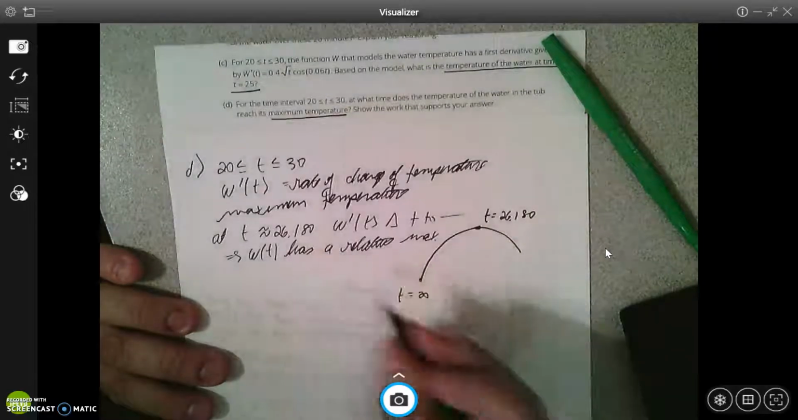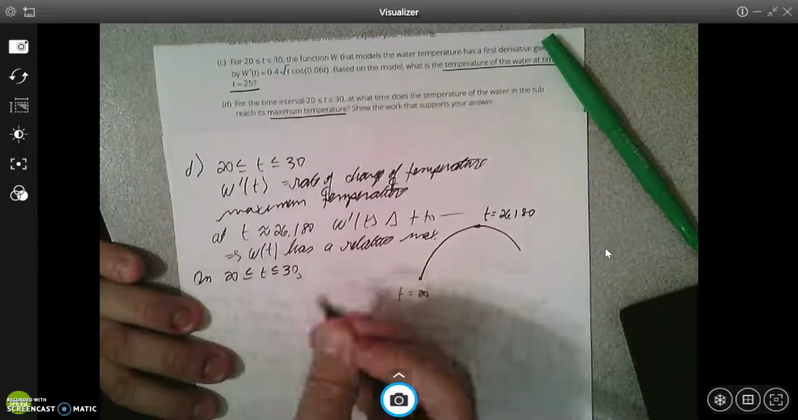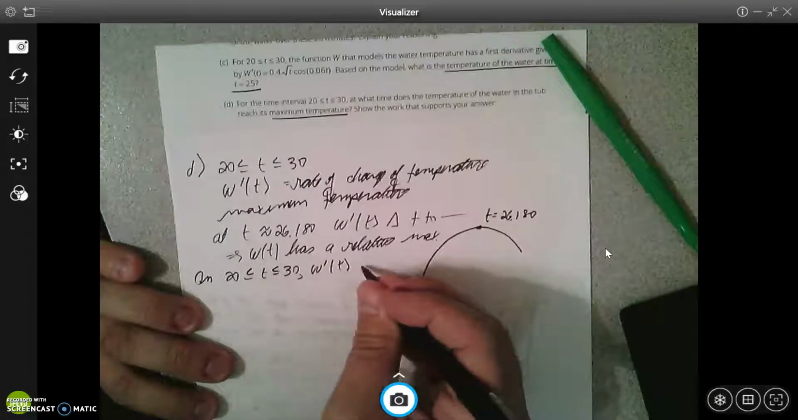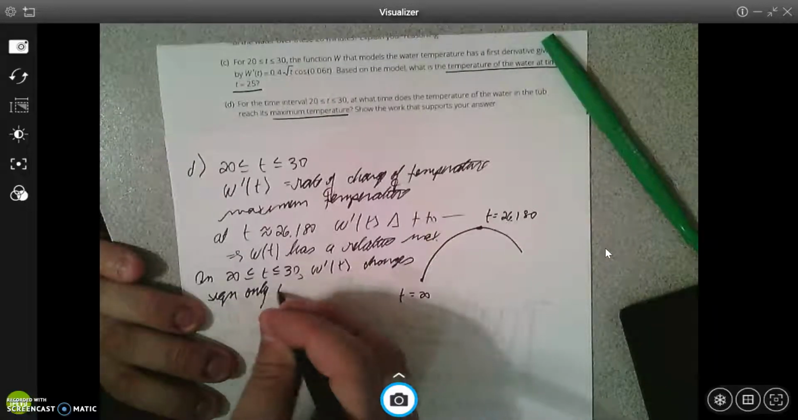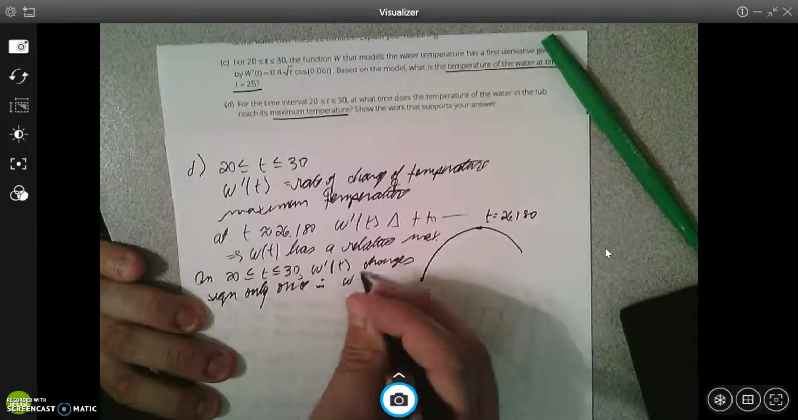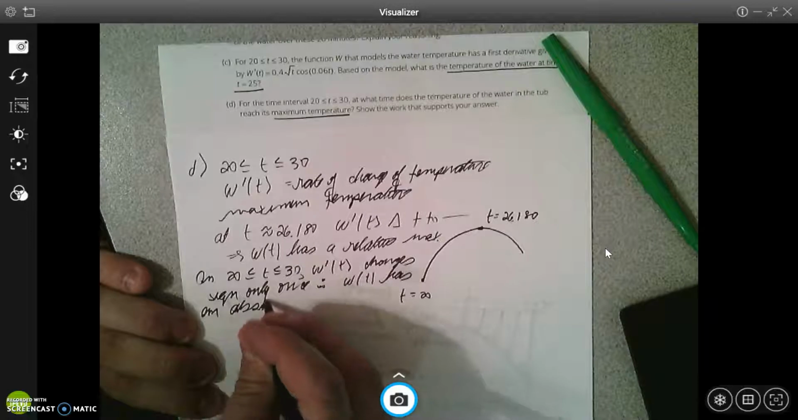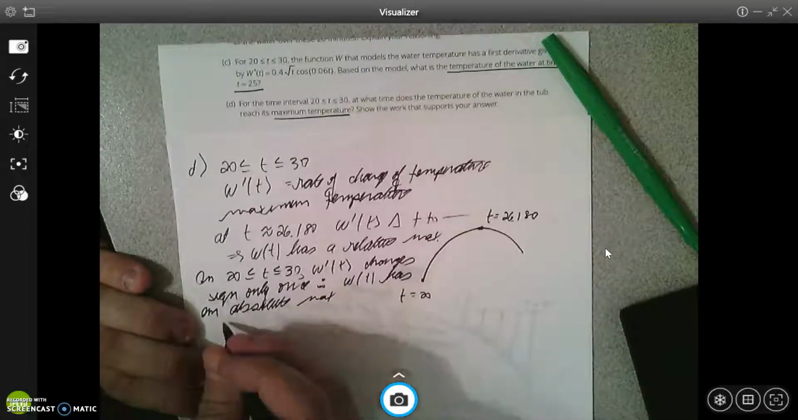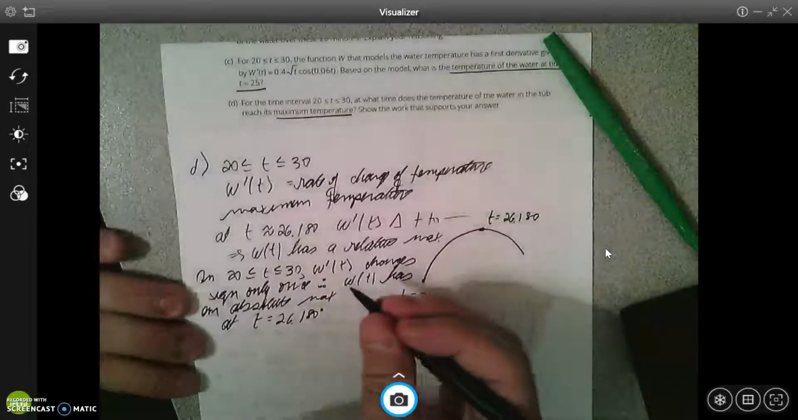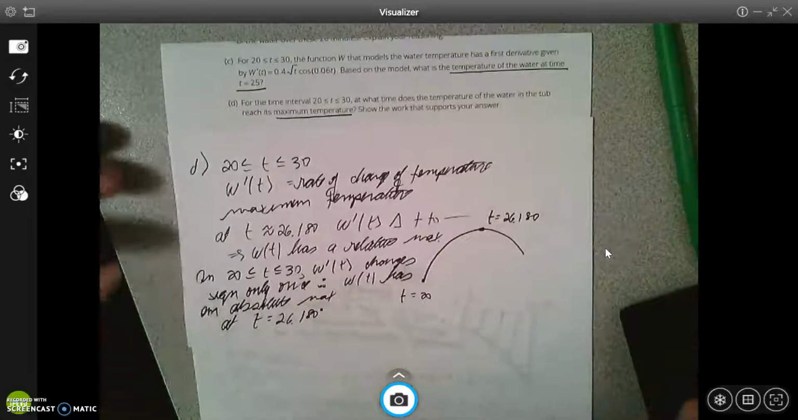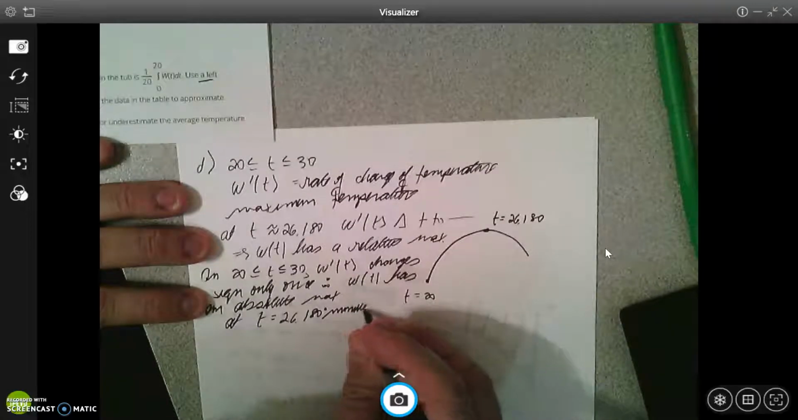The write-up is going to look something like this. On 20 less than or equal to t less than or equal to 30, W prime of t changes sign only once. Therefore, W of t has an absolute maximum at t equals 26.180. Oh, not degrees. Sorry, what are the units here? Oh my gosh, it's been such a long time. The units are minutes, not degrees.